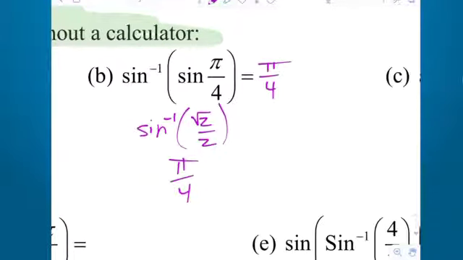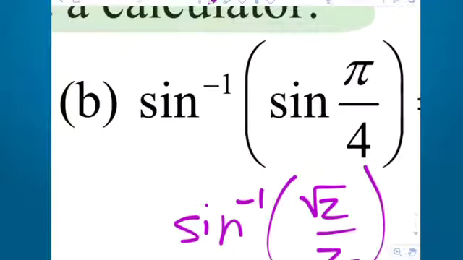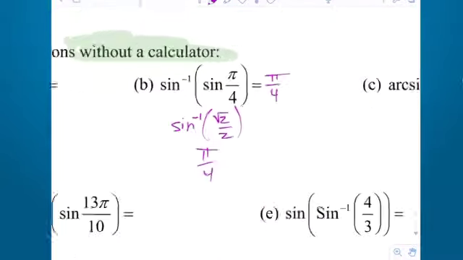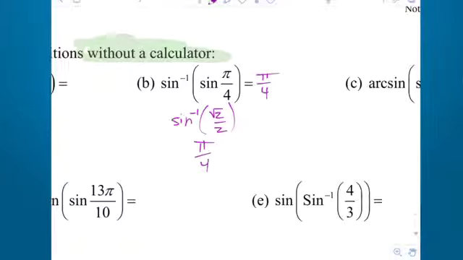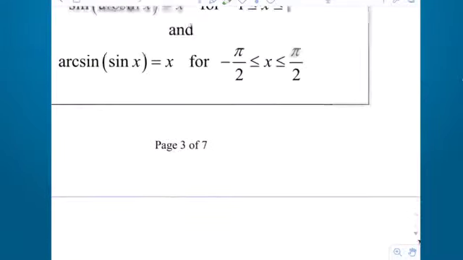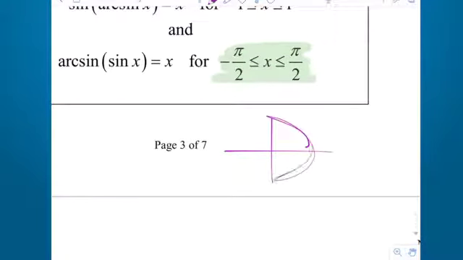Reciprocal? No. That's not the reciprocal. That's the inverse. And the whole point of this is that it's not always going to cancel itself out. Only sometimes. Okay? Why did it cancel itself out in this case? Because pi fourths, the angle we started with, is already in the PVR for arc sine. In other words, it's already in quadrants 1 or 4.